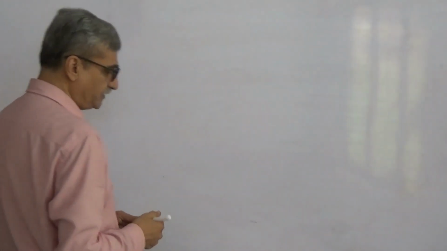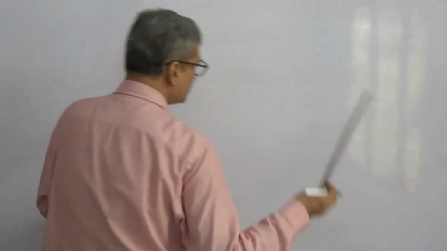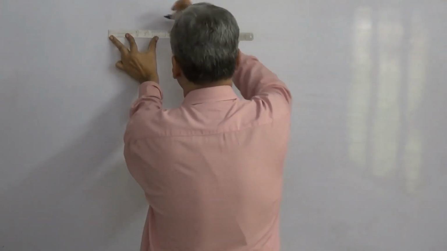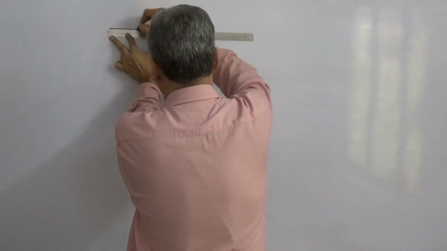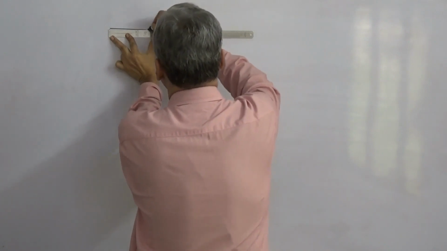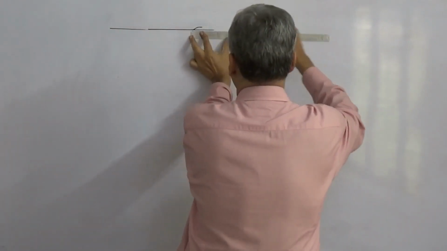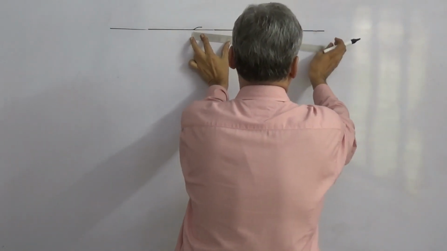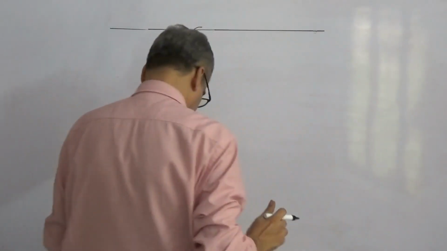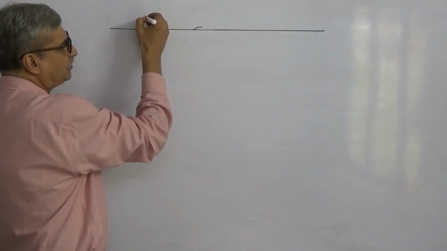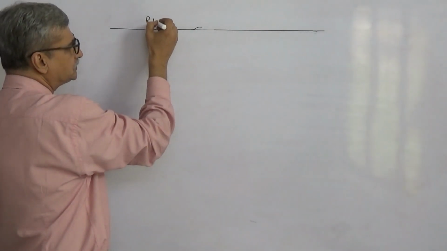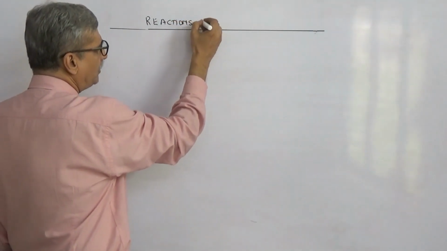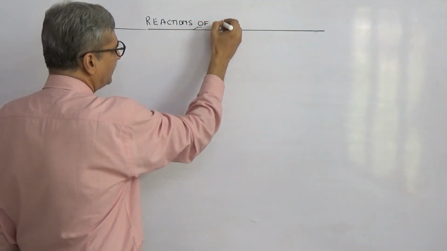We now begin with reactions of alkene. See, if you remember, when I talked about alkane, so we are now talking about reactions of alkene.